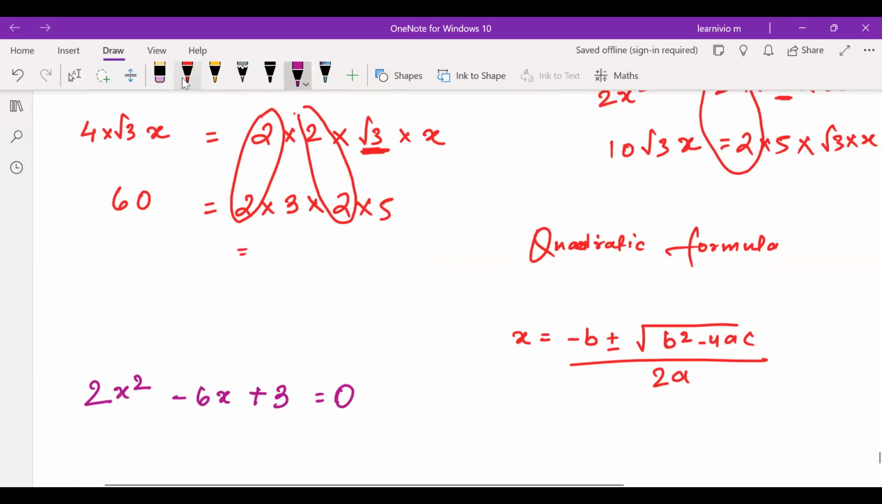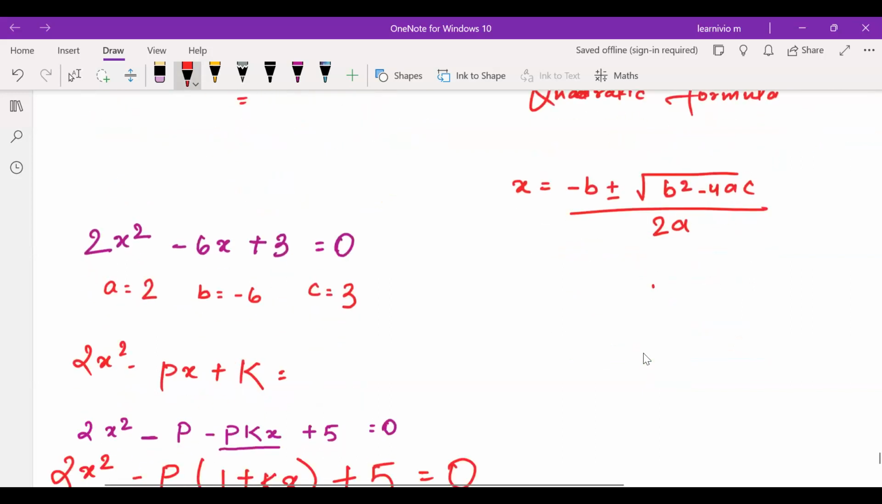Can you tell me what is a, what is b, what is c over here in 2x square minus 6x plus 3? A is plus 2, b is minus 6, and c is plus 3. Yes, exactly. Just write it over there. Substitute a, b, c in this formula. Just write plus minus as it is. Just copy down in each and every step. You have to solve the square root part carefully and let me know what you are getting.